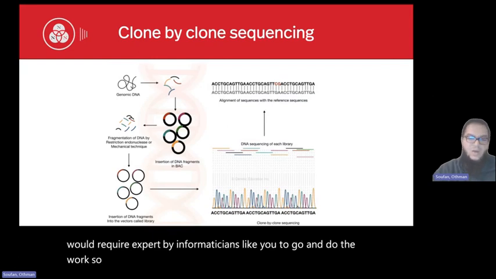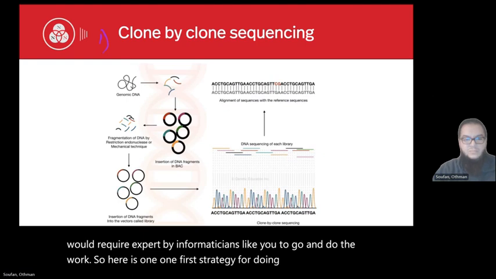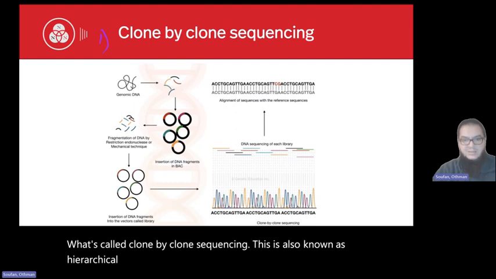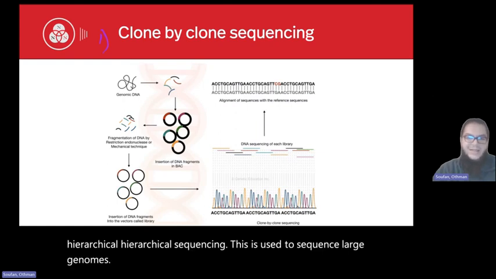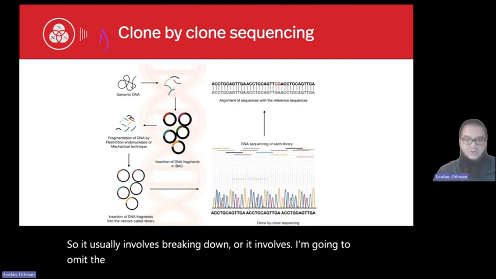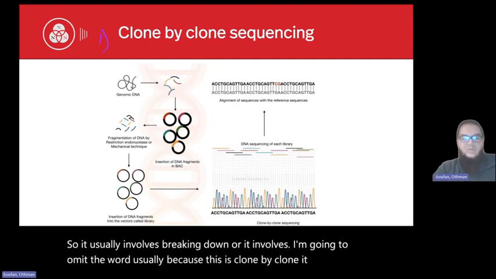So here is the first strategy, what's called clone by clone sequencing. This is also known as hierarchical sequencing. This is used to sequence large genomes. It involves breaking down the genome.